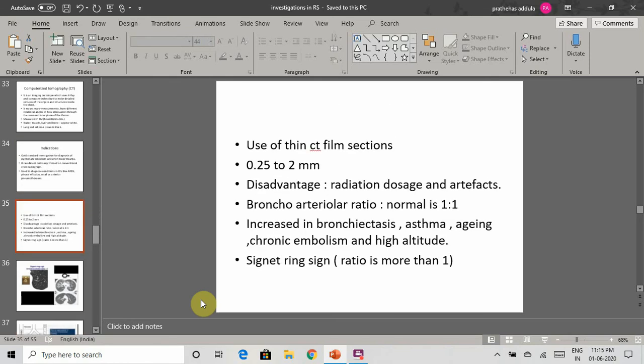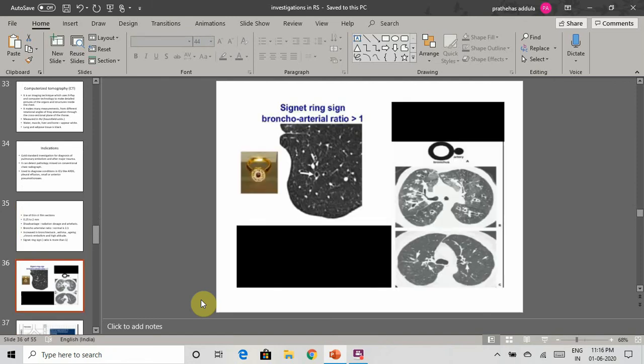Use of thin CT film sections 0.25 to 2 mm. Disadvantage is radiation dosage and artifacts. Coming to bronchoarterial ratio, normal is 1:1. Bronchoarterial ratio is increased in bronchiectasis, asthma, aging, chronic embolism, and high altitude. When the ratio is more than 1, it's known as signet ring sign, which we'll see in further slides.